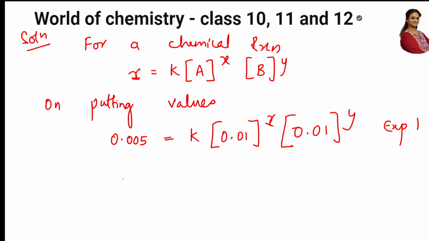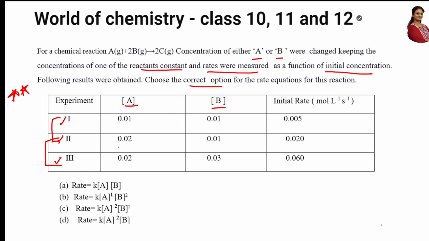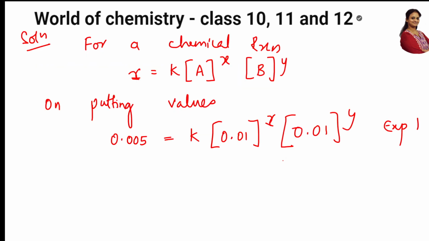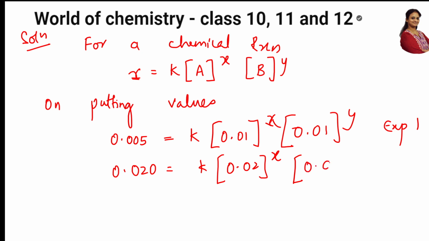Now let us take experiment number 2. Next is 0.02, 0.01, and rate 0.020. So write that 0.020 is equal to K into 0.02 to the power x. Then comes your y. How much is B? 0.01 to the power y. This is experiment number 2.